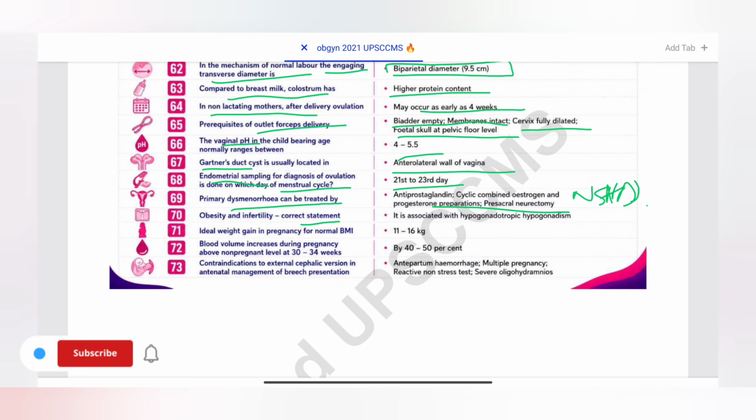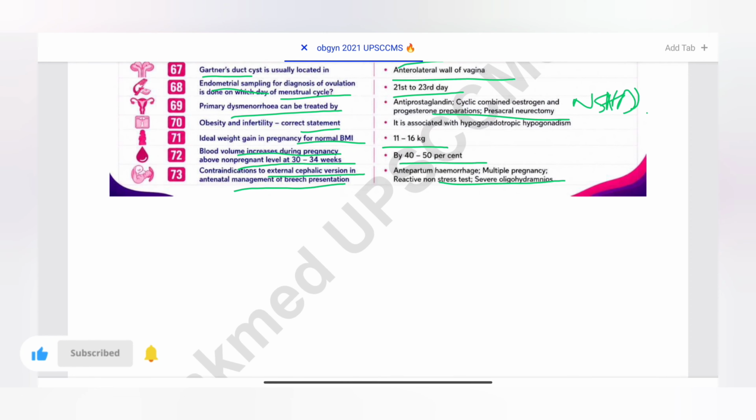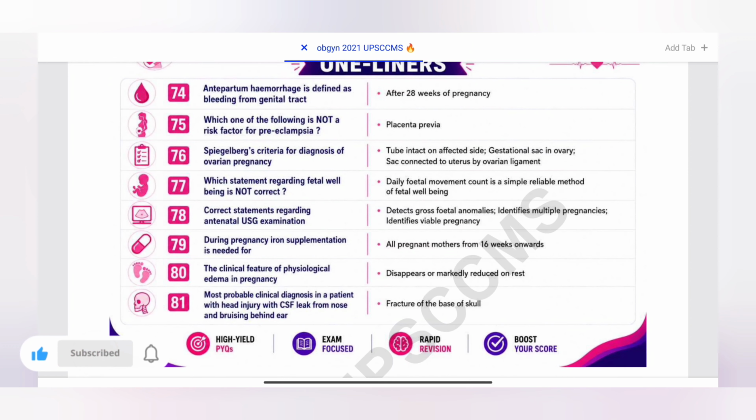Ideal weight gain in pregnancy with normal BMI is 11 to 16 kg. Blood volume increases during pregnancy by approximately 40 to 50%. This produces physiological hemodilution. Contraindications to external cephalic version: placenta previa, multiple pregnancy, oligohydramnios, non-reassuring fetal status. Next, antepartum hemorrhage. Bleeding after 28 weeks of pregnancy and before delivery. Which is not a risk factor of preeclampsia: placenta previa. The common risk factors include chronic hypertension, diabetes, multiple pregnancy, obesity, and previous preeclampsia.